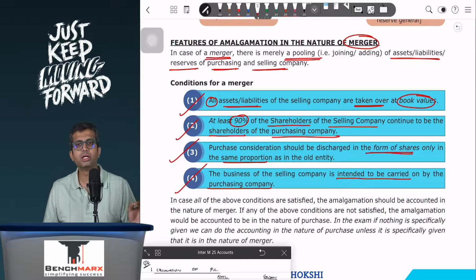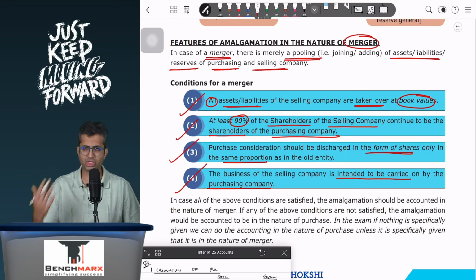If these conditions are not followed, or if the question remains silent, we will always solve using amalgamation in the nature of purchase, which is a very logical method where you will calculate purchase consideration based on the fair value of the shares issued, and net assets based on the fair value of the assets and liabilities taken over. What if there's a difference between the purchase consideration and the net assets? Is it possible that there's a difference? Yes. Then how will you account for it?